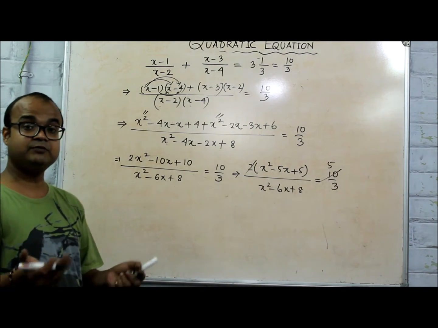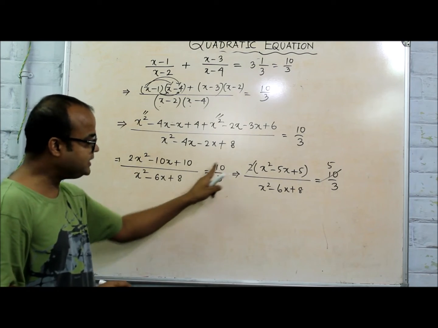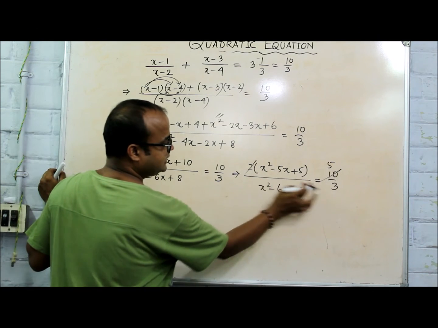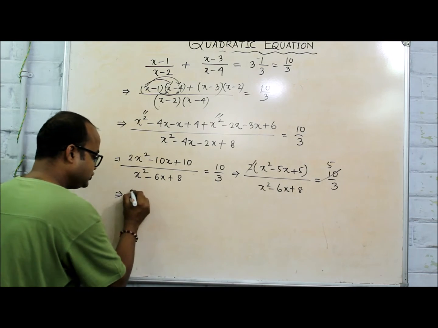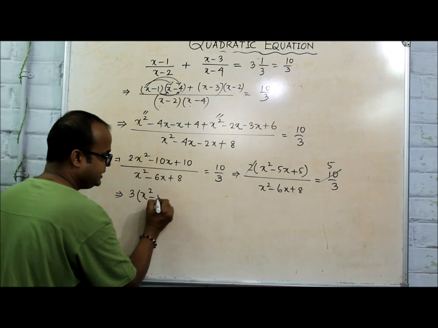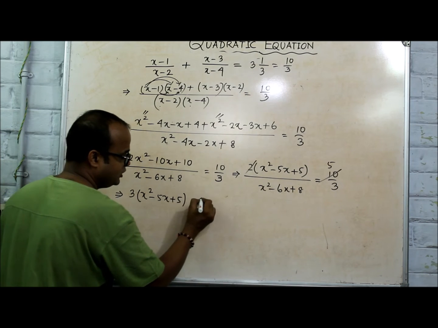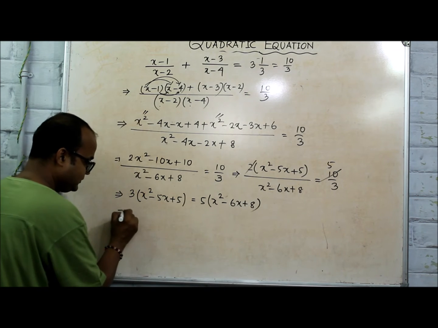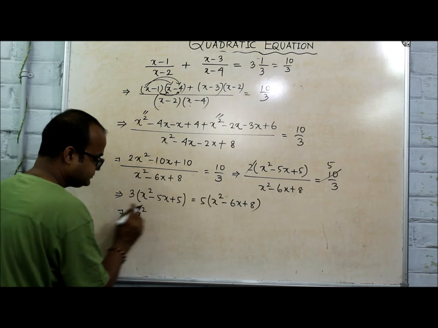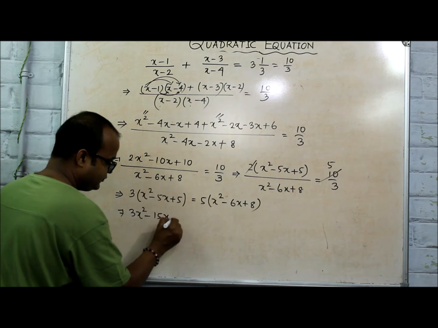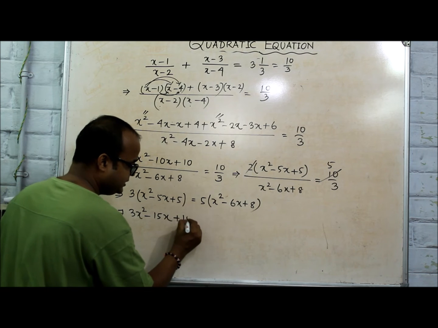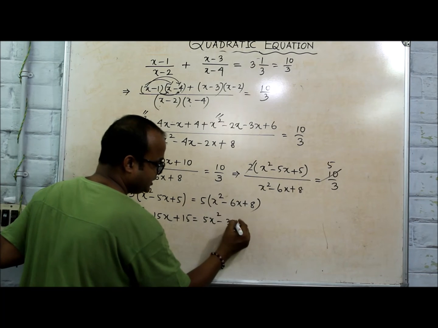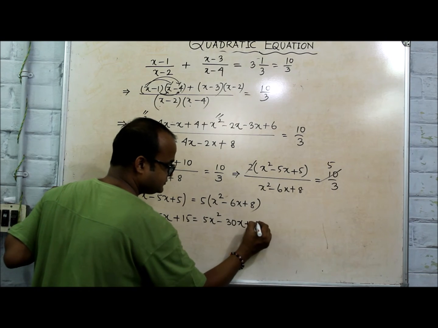If you are not comfortable with this calculation, you can simply cross multiply it. Clear? Now we apply the cross multiplication, so 3 will be multiplied with this, so 3 into (x square minus 5x plus 5) is equal to 5 into (x square minus 6x plus 8). Now 3x square minus 15x plus 15 is equal to 5x square minus 30x plus 40.